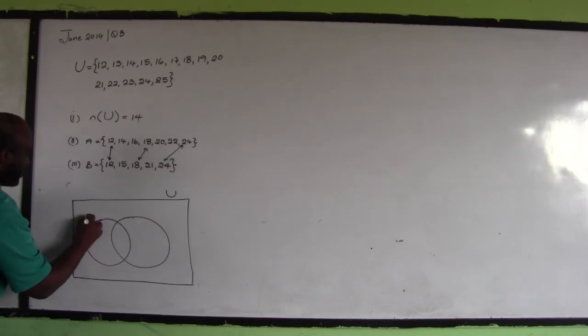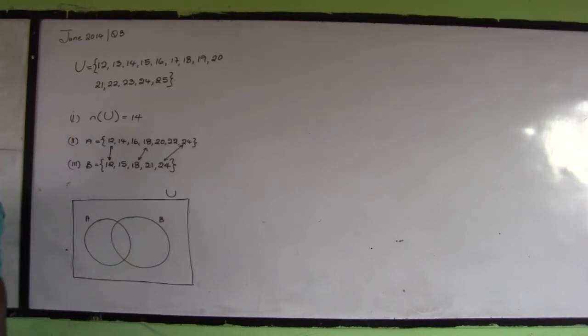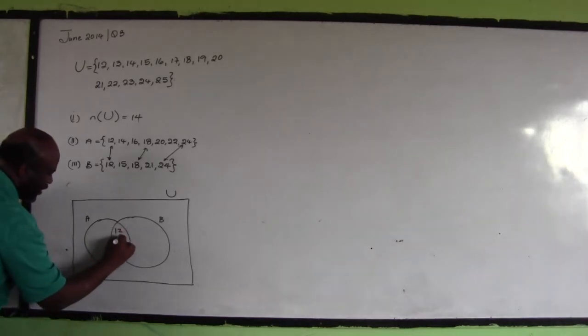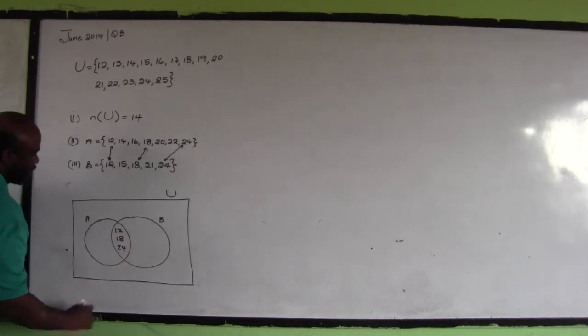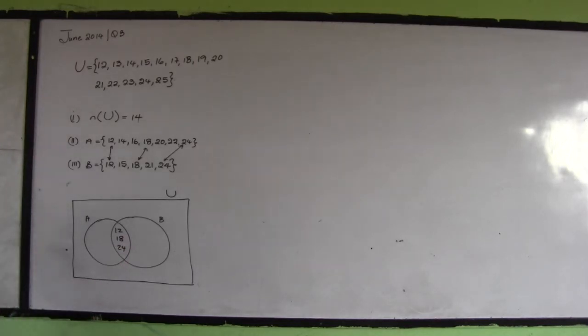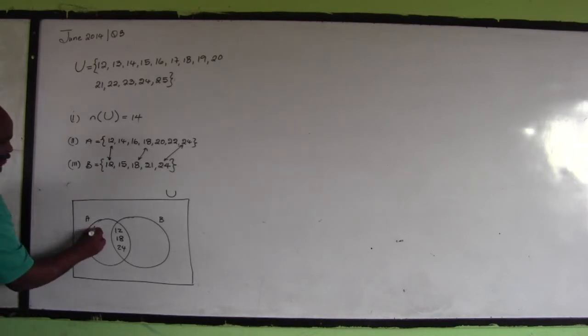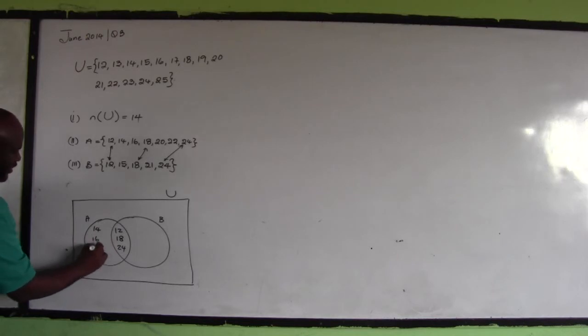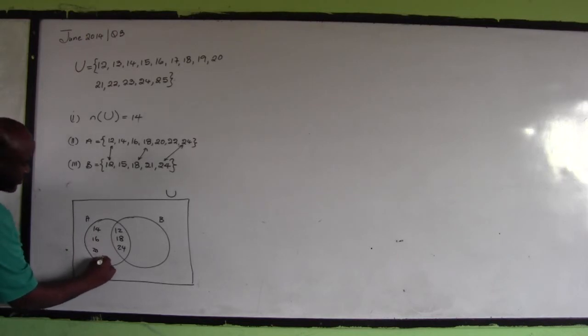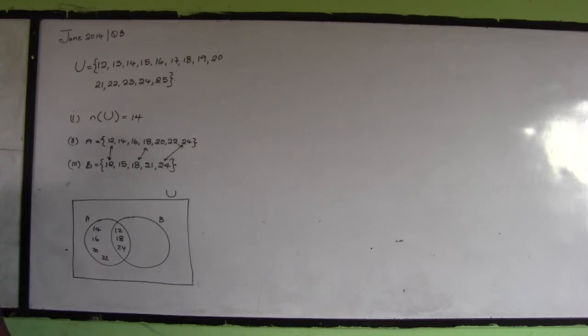So this is A and this is B. What are the elements which are common to A and B? 12, 18, and 24. What other elements are in A besides 12, 18, and 24? 14, 16, 20, and 22.